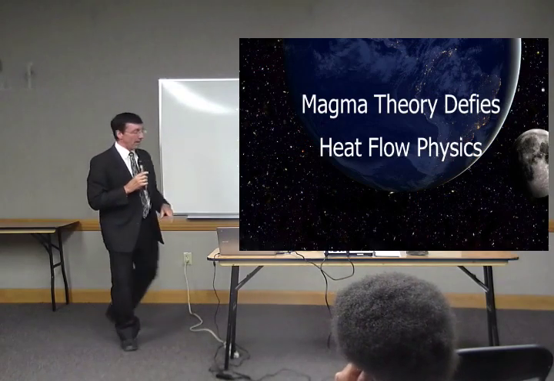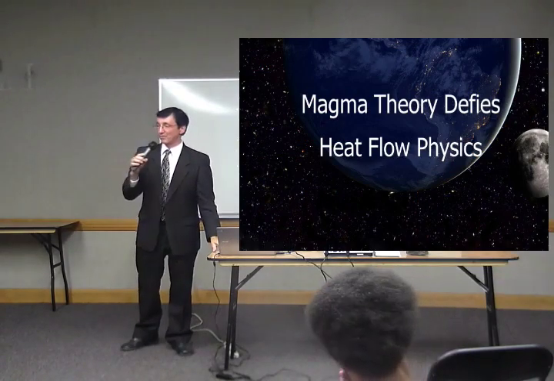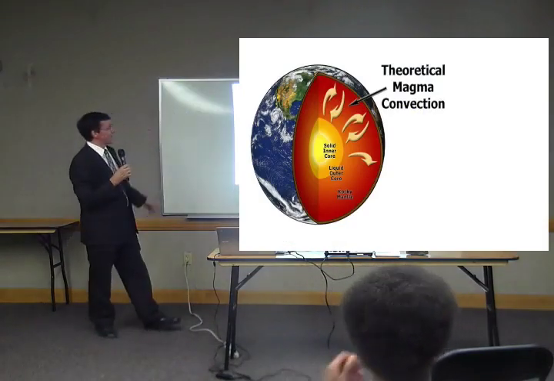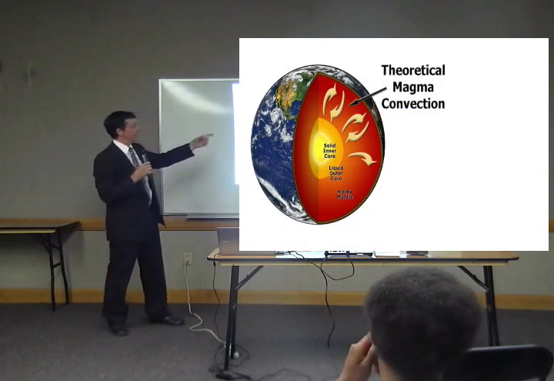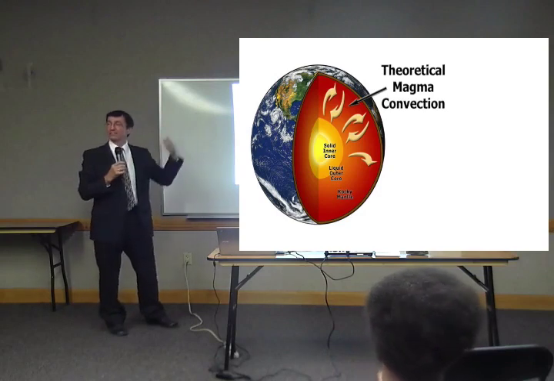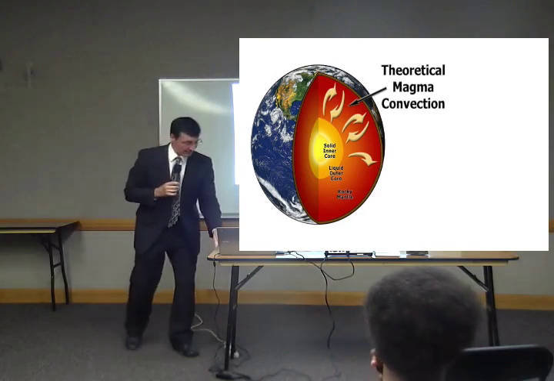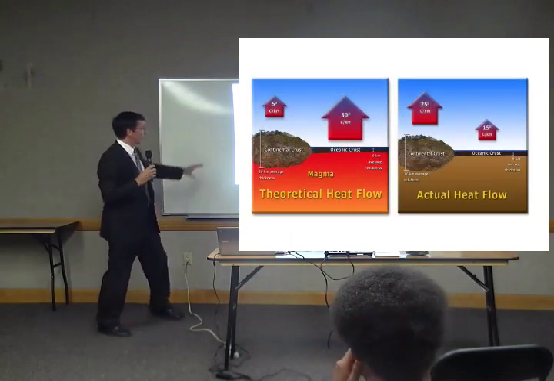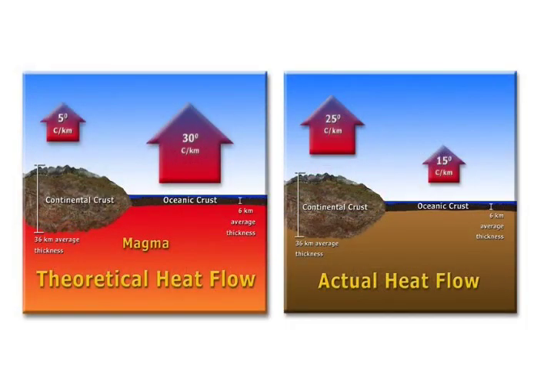Magma theory defies heat flow physics. You were asking, how does it stay hot in there for so long? One of their ideas is convection, that there's a current of heat going around inside the Earth. But when we look at the continental crust, this is what a theoretical heat flow map would look like using modern science, if the entire center of the Earth was filled with hot magma.